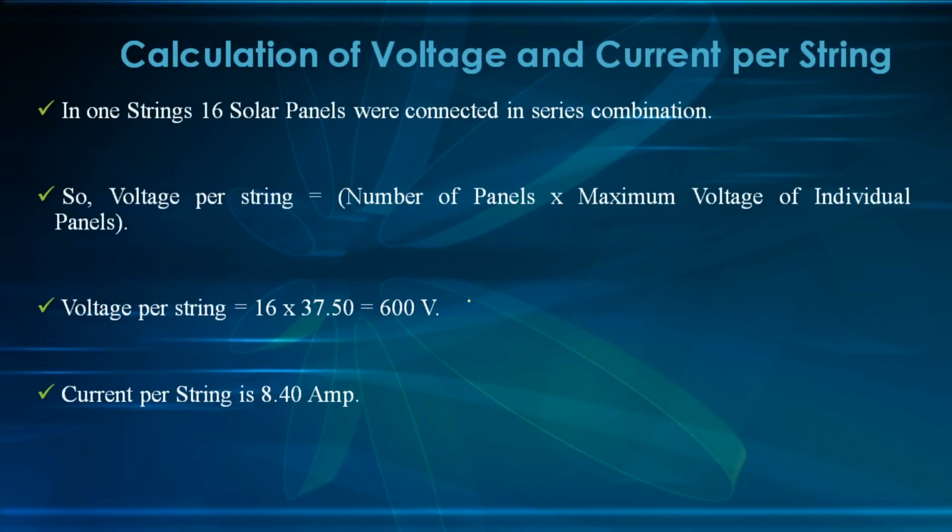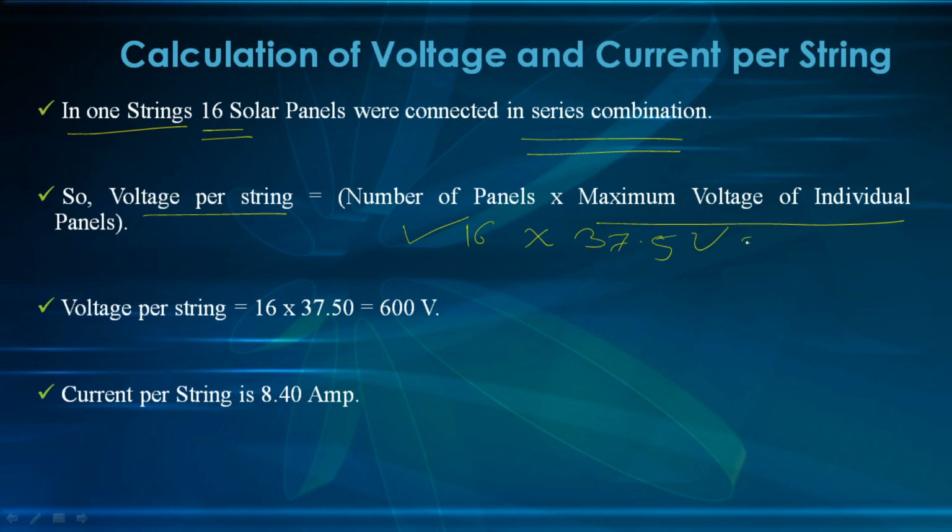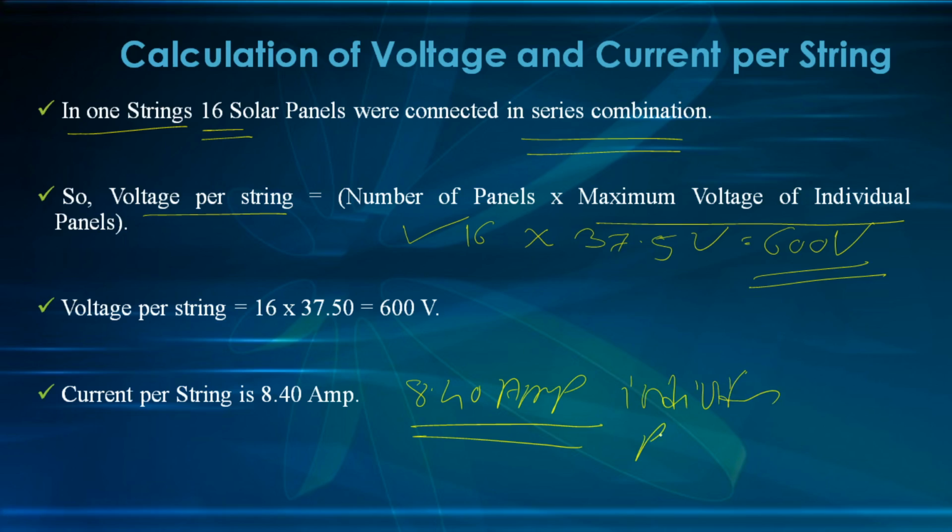We summarize all of this in this data sheet. One string has 16 solar panels connected in series combination. So the voltage per string is the number of panels, which is 16, multiplied by the maximum voltage of the individual panel, which is 37.5 volt. Ultimately we get 600 volt per string, and the current per string will be 8.40 ampere, which is the individual panel current.